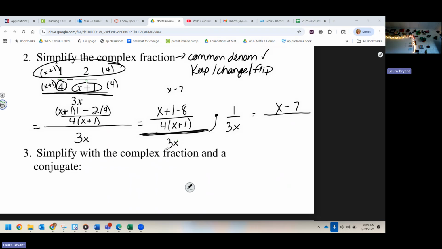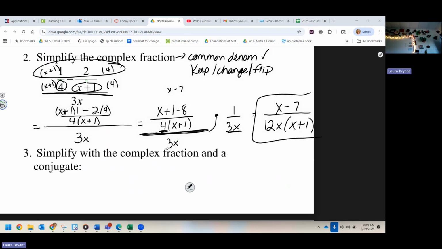And then on the bottom, it's up to you. This is a simple one. You could distribute if you want. I'm actually going to choose not to distribute just in case there's something that cancels out later. It's better to have things in factored form. So all I would do here is multiply the 3x and the 4. That would become 12x times x plus 1.